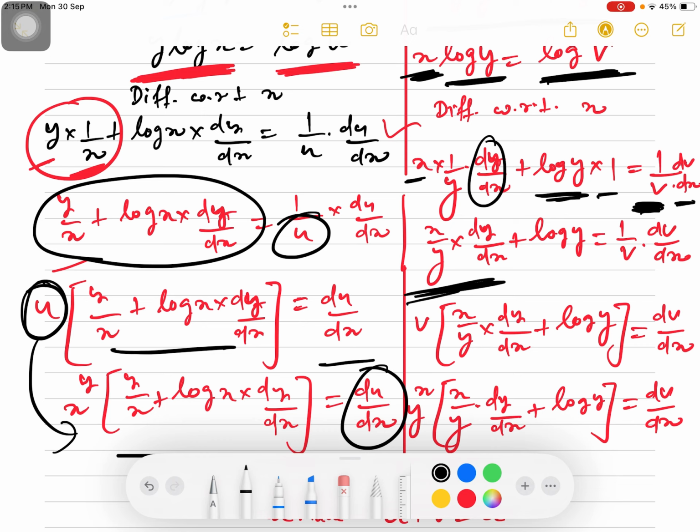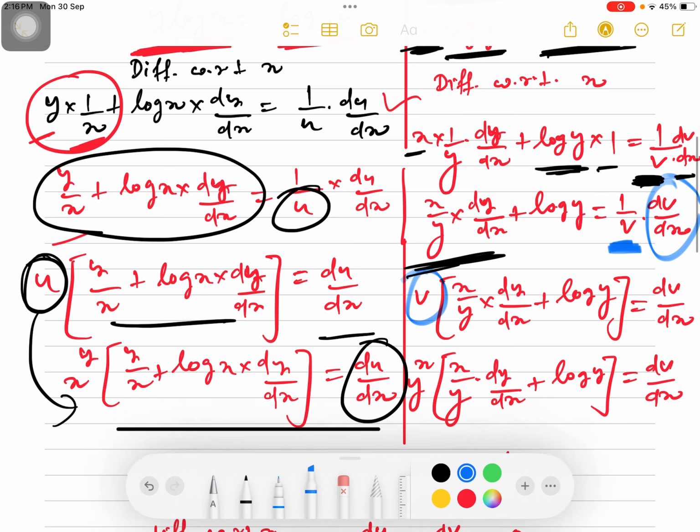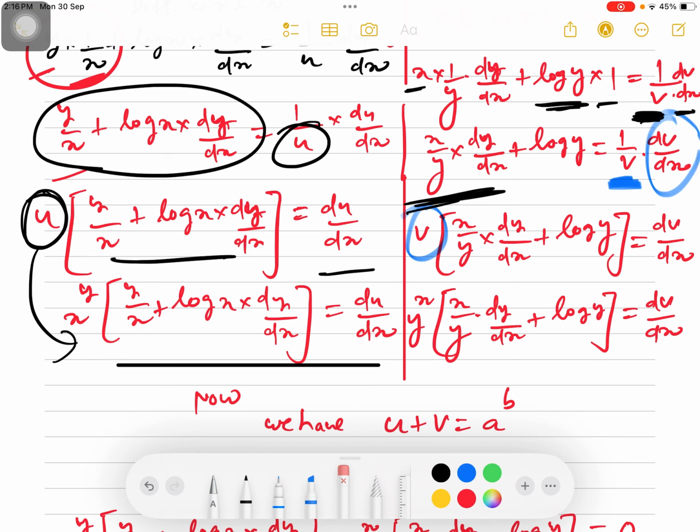So x/y into dy/dx plus log y equals 1/v into dv/dx. Again this v we have to bring to the left side, so that we can find the value of dv/dx only. So I shifted v to the left hand side.